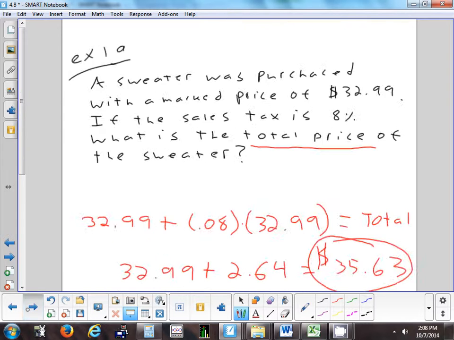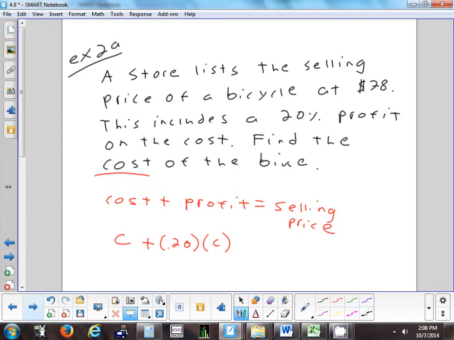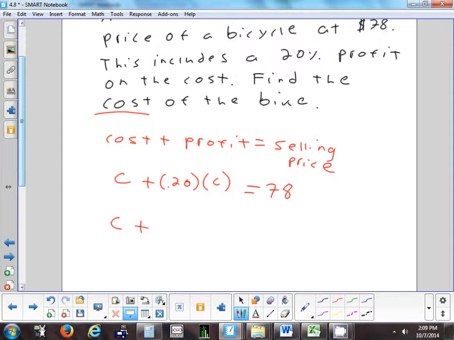And that equals the selling price. What's the selling price here? 78. When we're solving it as an equation, let's just put the number. We'll put the dollar sign back on at the end. Now let's solve that equation. C plus, normally we would write this as 0.2C equals 78. Mr. Hager, if they write it as 0.20C, is that okay too? Yep, that's fine too. What number is in front of the C here, even though we don't have it written? 1. It's always a 1.